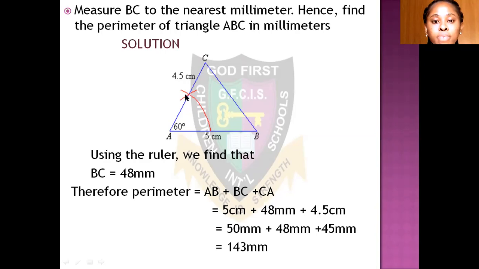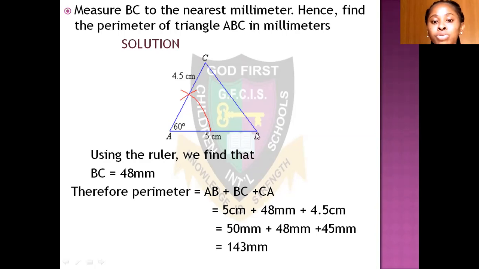So when we have 4.5 centimeters, we multiply it by 10 to get 45 millimeters. 5 centimeters multiplied by 10 gives us 50 millimeters. So using the ruler, we find that the side BC is equal to 48 millimeters.